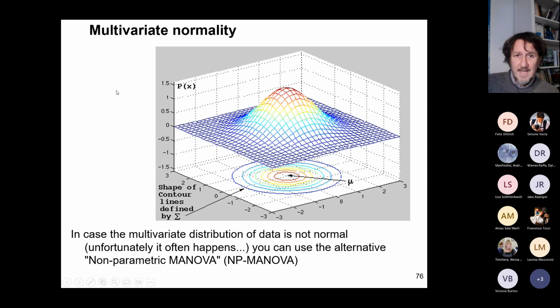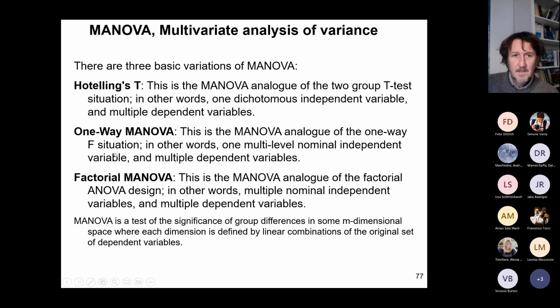It is possible to test the multivariate normality, and in the case that multivariate normality is not assessed, we have the non-parametric MANOVA. This is the alternative. Such as for the univariate case, we have a Hotelling T when we have to compare two groups, a one-way MANOVA if we have one factor and more than two groups, or the factorial MANOVA if we have more than one factor.